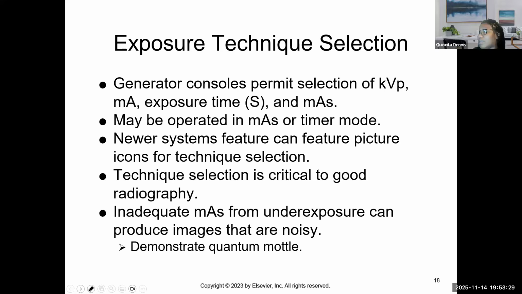Technique selection is critical to good radiography. If your technique is too low, especially if it's grossly too low, you'll come up with that mottled, grainy, noisy image that is an automatic repeat. If it's too high, unless it's grossly too high and causes saturation, unfortunately sometimes you will just have dosed your patient or given them more dose than they needed.